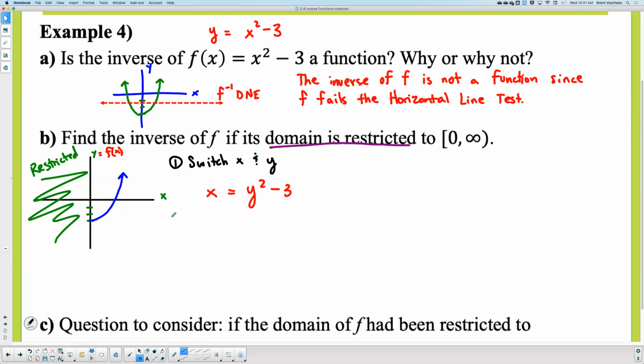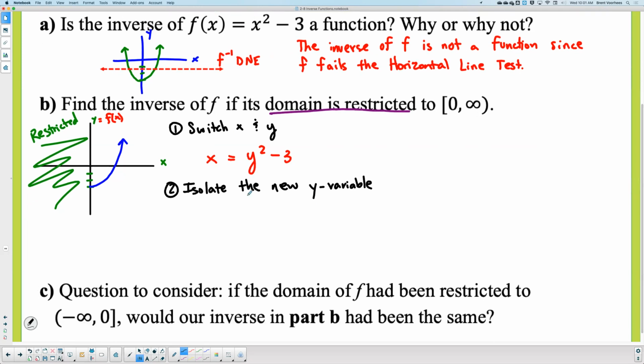The second step is you isolate the new y variable. So what would I do first here? Add 3. So x plus 3 equals y squared, because we did the opposites. Y was being subtracted by 3. What's the opposite of that? Adding. Now, is y isolated? Not quite. It's squared. What's the opposite of a squared? Opposite operation. We need to take a root.